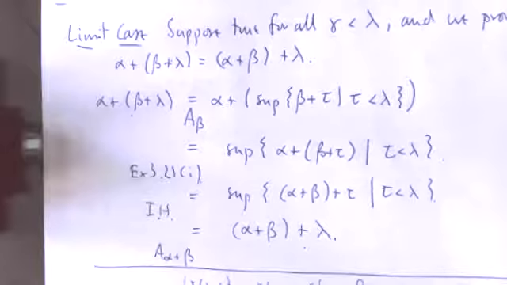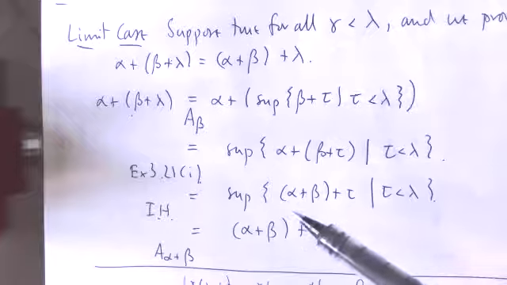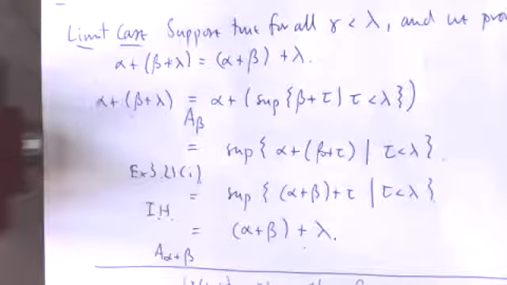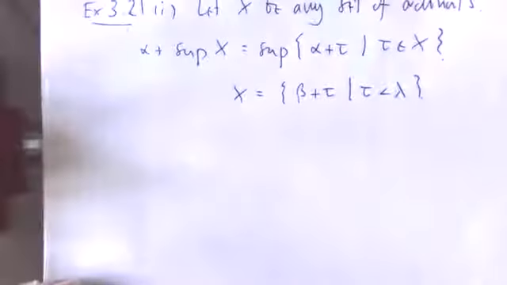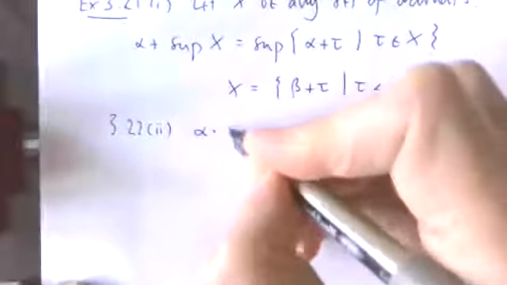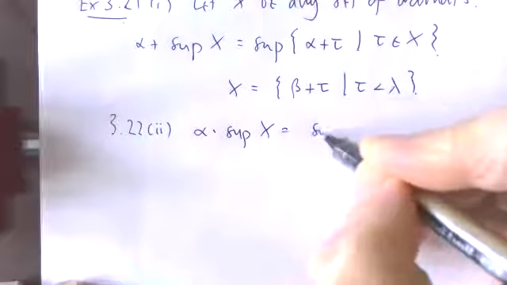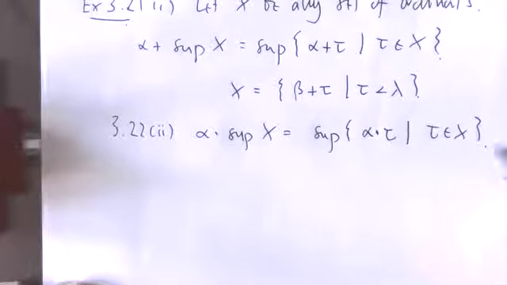So 3.44B is there in the notes. 3.44C, associativity of multiplication, is pretty much just writing times for plus throughout here. And then instead of using 3.21.1 here, we've used 3.22.2: alpha times sup X is then the supremum of the alpha times tors for tor in X here.